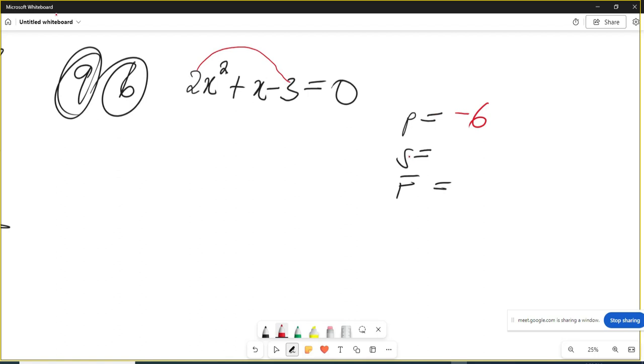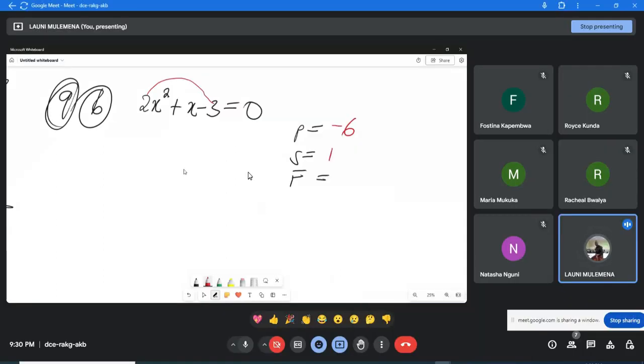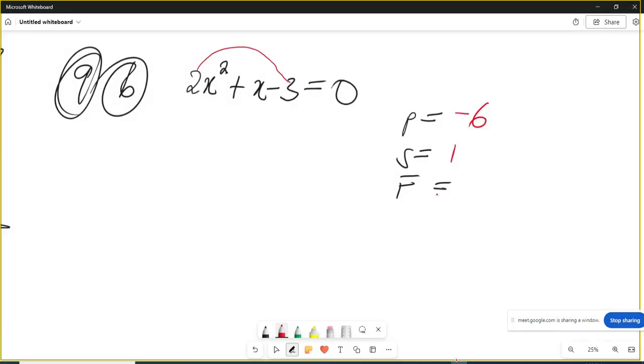And then the sum is the value of the coefficient of x here, the value of b, which is just 1. And then for the factors, we need to look for two numbers in such a way that when we multiply them, they give us negative 6, and when we add them, they give us 1. You agree with me to say the factors are 3 and negative 2. Because 3 times negative 2 is negative 6, and 3 minus 2, the answer is 1.